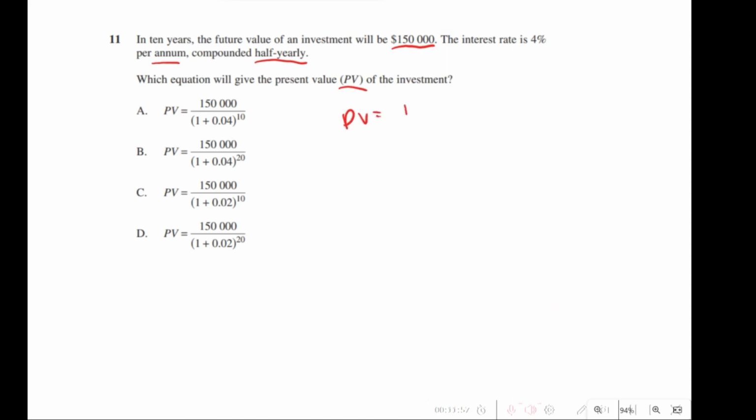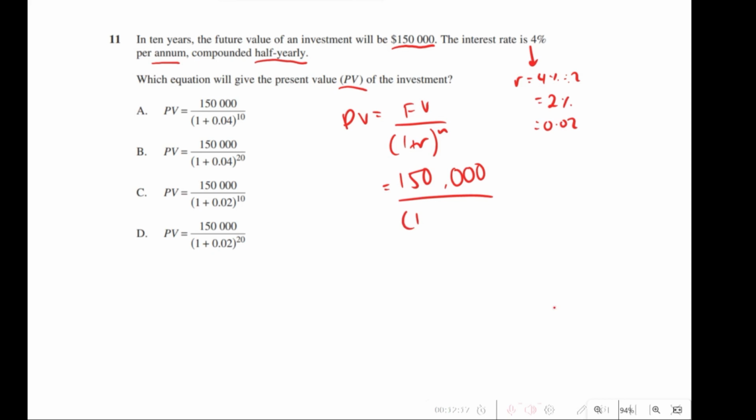So the present value is going to be the future value over 1 plus r to the power of n. So we know the future value to be 150,000. Now it's compounding half yearly, so that means the rate is going to be 4% divided by 2. So that's going to be 2%. As a decimal, that's 0.02. So that's going to be 1 plus 0.02. And because it's over 10 years, the value of n is going to be 10 times 2, because once again, it's compounding half yearly. So the value of n is going to be 20. And so that's why the answer is D.